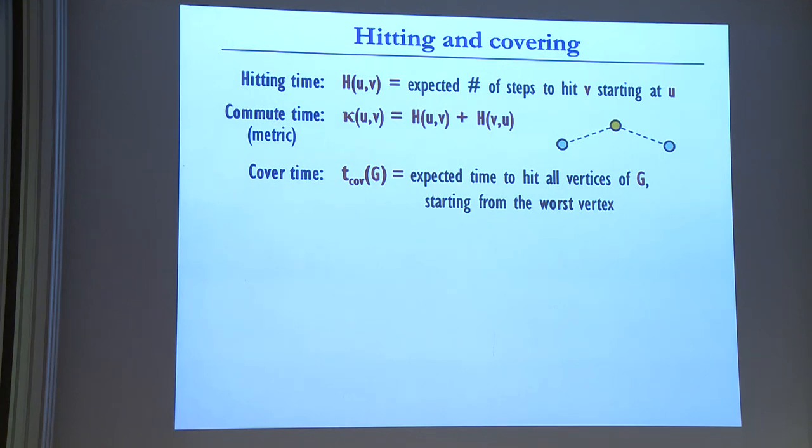Now, the cover time, the object of interest here, which again is a very natural thing to look at, but computer scientists were interested in it because it is related to algorithms for determining connectivity. So the cover time is just the expected time from the worst starting vertex to hit all vertices of G.